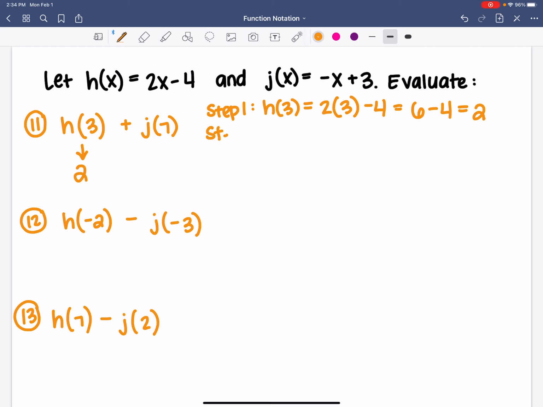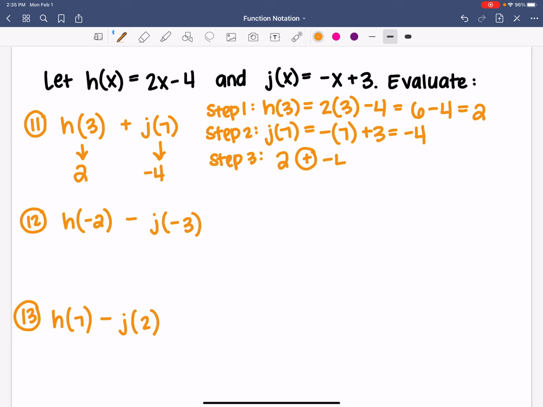Now step 2 is to find j of 7. So for j of 7, we're going to look at j of x, and we're going to plug in 7 for that x value. So we have negative 7 plus 3, and negative 7 plus 3 is negative 4. So j of 7 is negative 4. Now, step 3 is to add them together. So we have 2 plus negative 4. Plus a negative number is the same as subtraction, so that's 2 minus 4, which is negative 2.